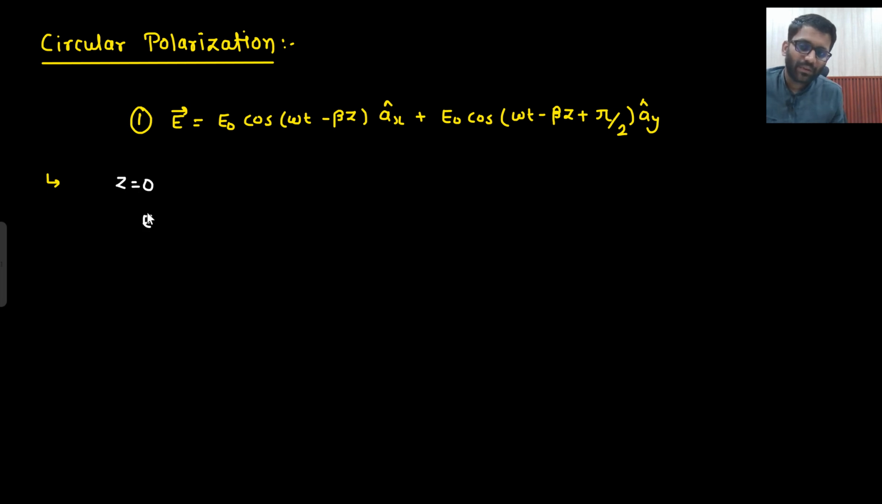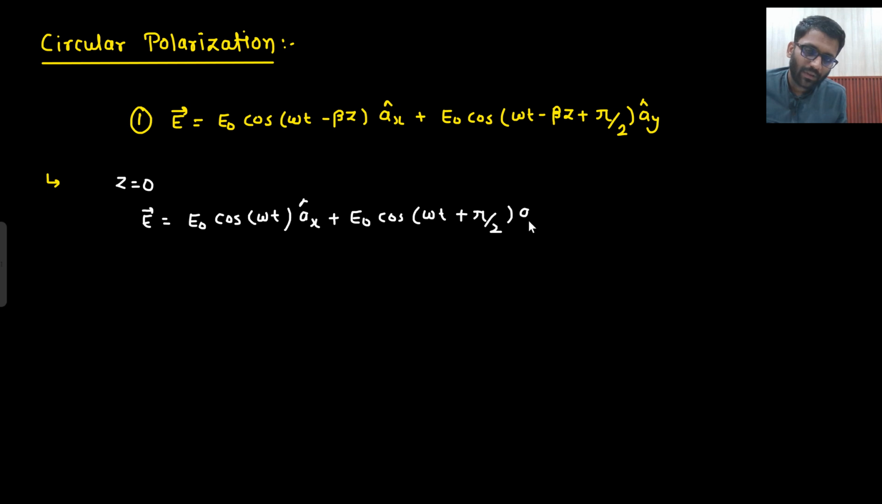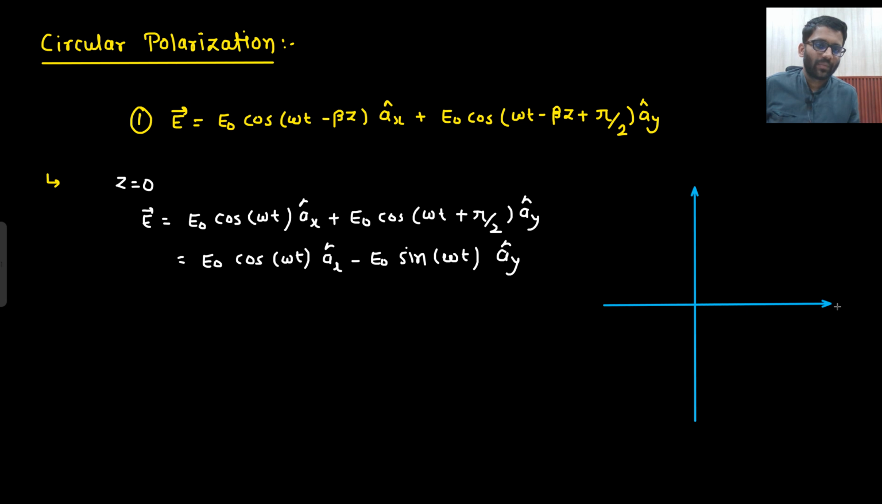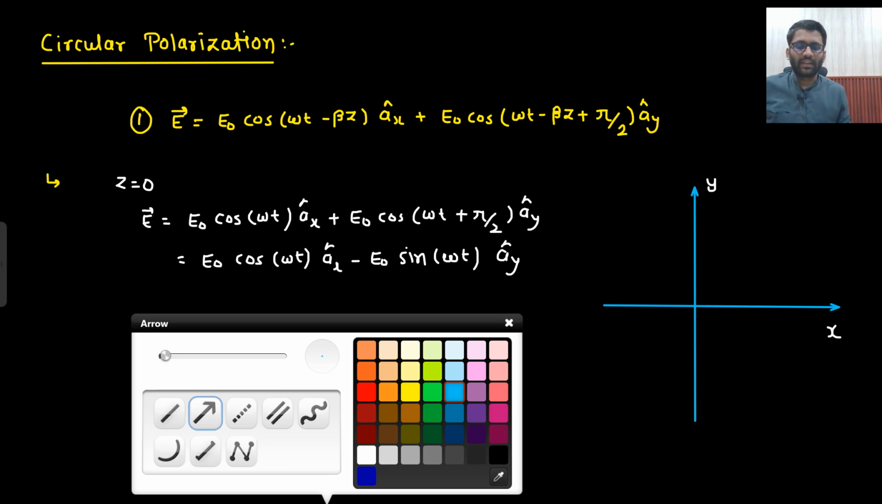If I put z equals 0, it will look like this: E naught cos omega t ax cap plus E naught cos(omega t plus pi by 2) ay cap. I can make it better: E naught cos omega t ax cap, and what is cos(pi by 2 plus theta)? Minus sin theta. So minus E naught sin omega t ay cap. I am standing on the xy plane. Anywhere I can make x, anywhere I can make y. So this is my xy plane. Let's start making the equivalent.